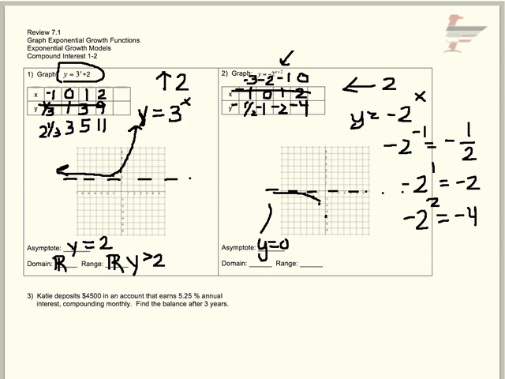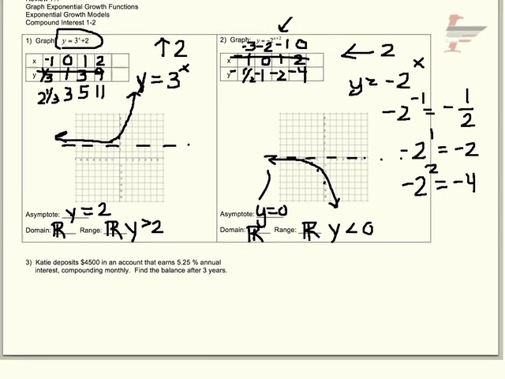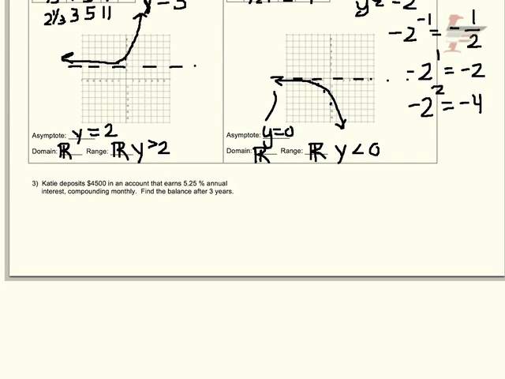And you can see that that's a reflection of a growth function. Domain, again, all real numbers, and range here is all real numbers that are less than 0, because the graph is all below 0. The last problem here says Katie deposits $4,500 into an account that earns 5.25% annual interest, compounded monthly. Find the balance after 3 years.